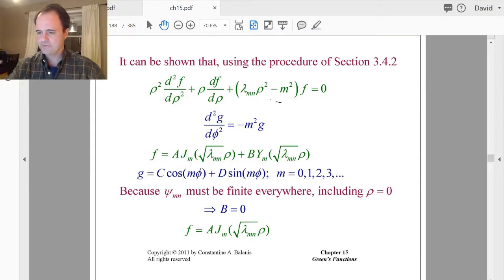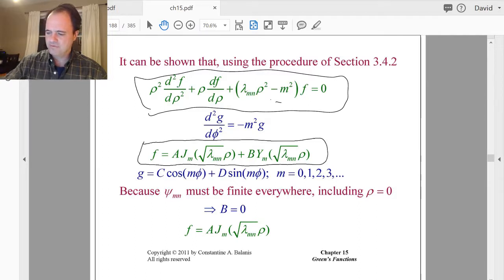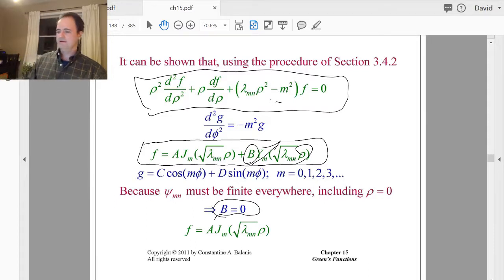So this is what you have right there, and you will notice that this is exactly Bessel's formula, and so f has to be a linear combination of two Bessel functions. So we use the J Bessel functions and the Y Bessel functions. Why do we do that? Because the Y's go to infinity at rho equal to 0. So we can eliminate those by setting B equal to 0 right there. All right. So that simplifies f down to this.